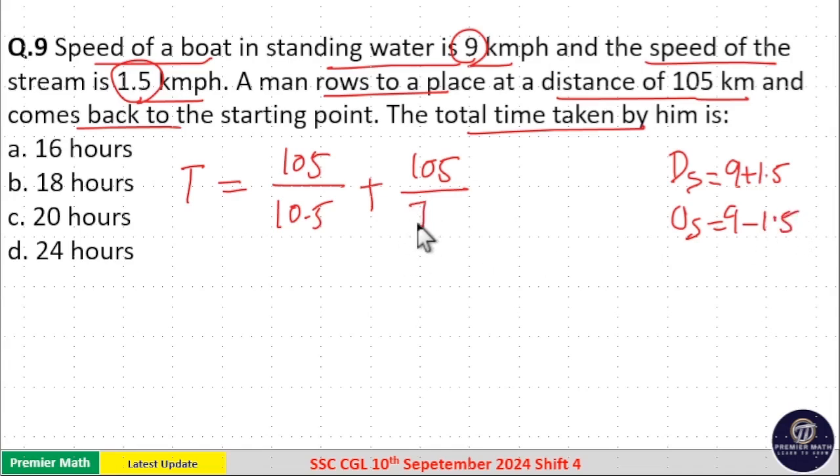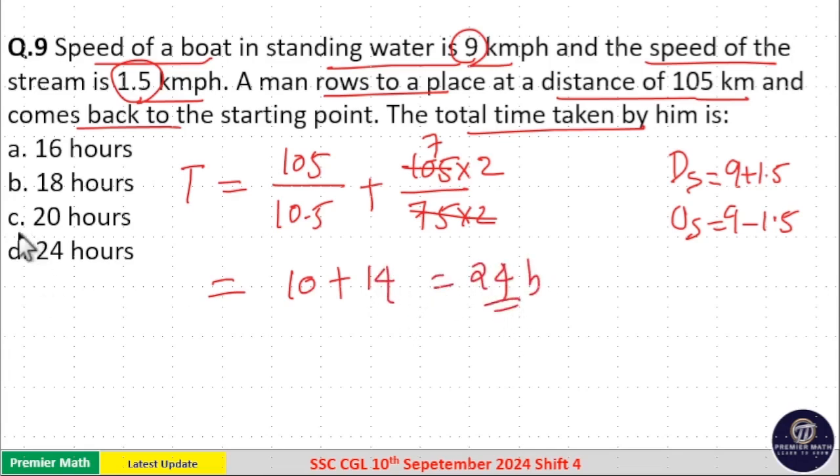which is 7.5. Now 10.5 goes 10 times in 105, and if I multiply this with 2, I should multiply here also. So 15 goes 7 times in 105. 7 into 2 is equal to 14. So total time taken is 24 hours. Option D is your answer.